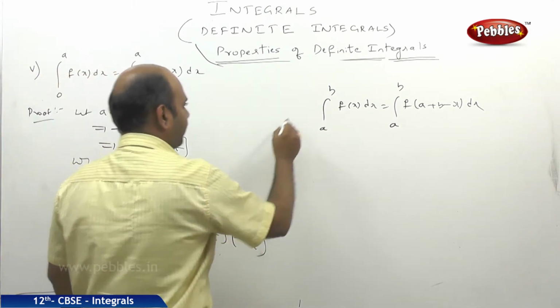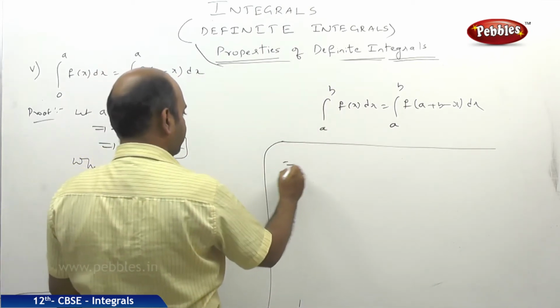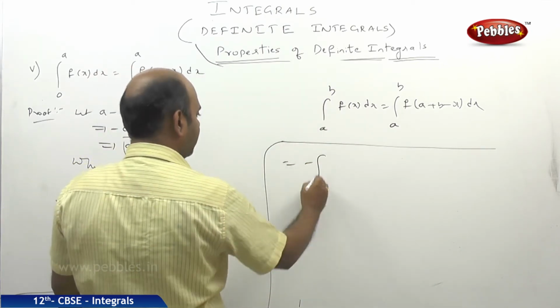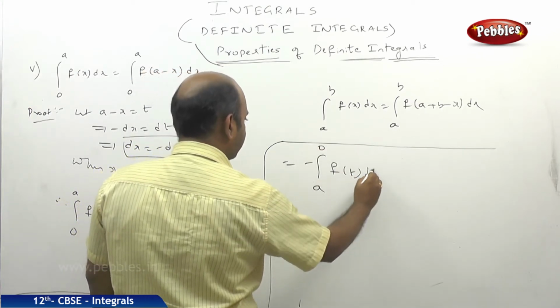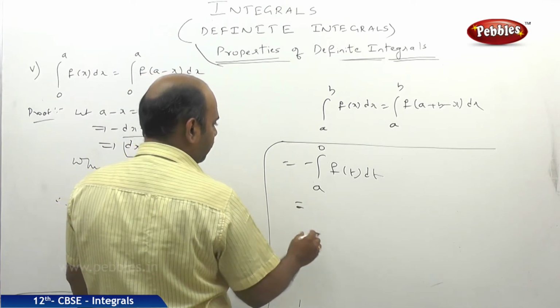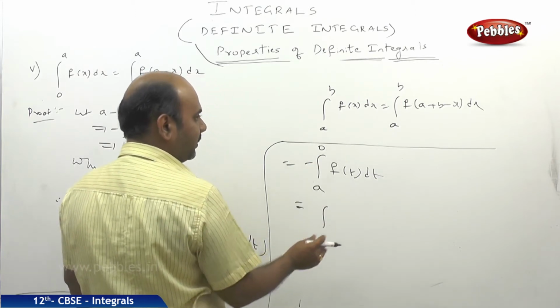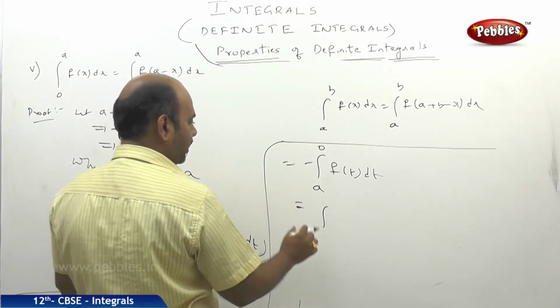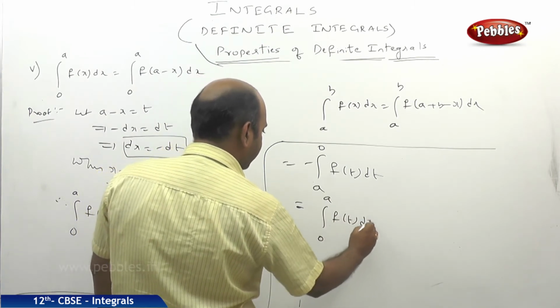So finally what we got, that is equal to, minus will be outside, integral of a to 0 f of t dt. But I'll be using the second property. Using that property, the lower limit will become the upper limit and the upper limit will become the lower limit, so minus will be getting, integral 0 to a f of t dt.